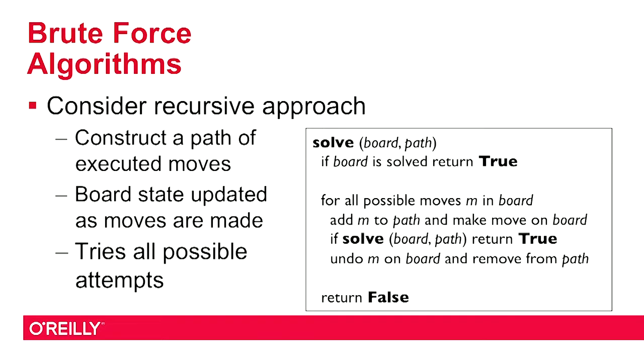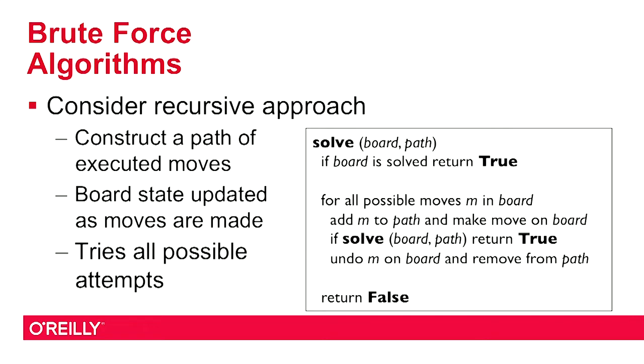So I undo the move, what it did on the board, I undo. And I go on to the next move and say, well, let me try something else. If I ever exhaust all the possible moves that are available at a particular board state, then I know that this is not a solvable game, and I just return false.